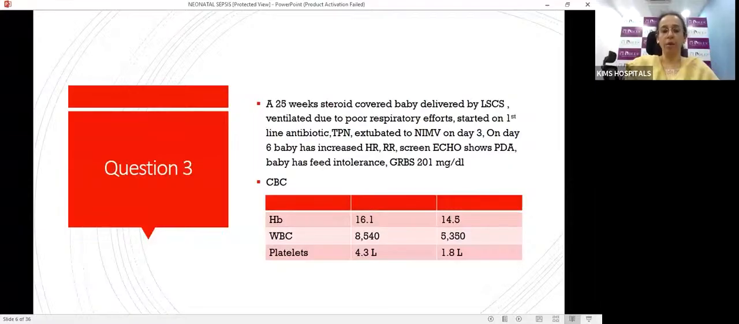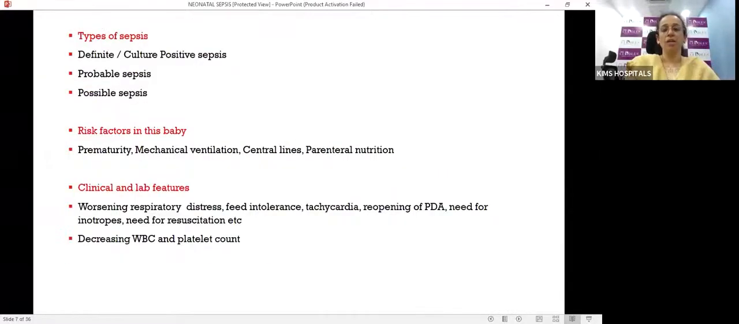In this scenario, it can be a late onset sepsis. And the sugar levels also became high, being 201 milligram per deciliter. Serial CBC monitoring was done in this baby, which showed a drop in the WBC count and also a significant drop in the platelet count from 4.3 to 1.8 lakhs. So if we have to categorize, there is no clear-cut definition of neonatal sepsis, and the role of these biomarkers takes very much importance in the decision about initiating antibiotics for the babies.